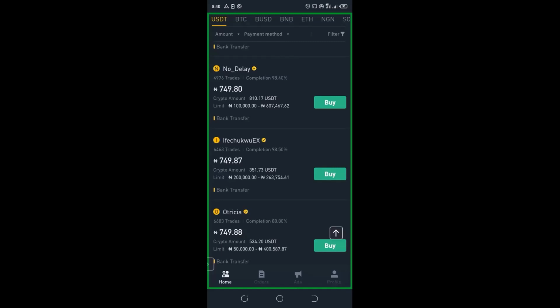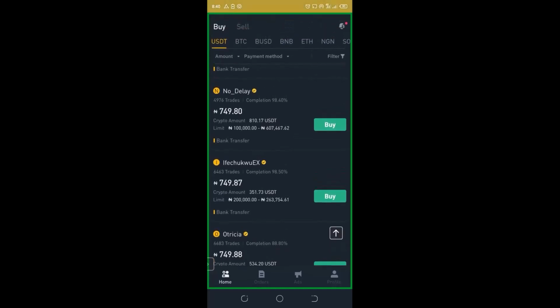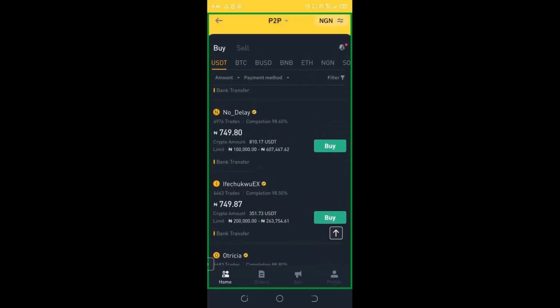Now let's say I want to buy my $100 worth of USDT. I've seen one guy. What I'm seeing on my screen is No Delay. If you look under his name, you see 4,976 trades, and if you look to the right, you see completion 98.40%. This tells you that this guy is very reliable, and he has been able to successfully sell and buy 4,976 trades to people.